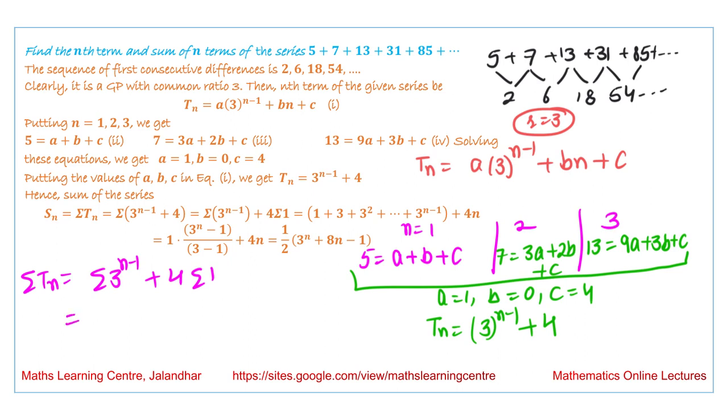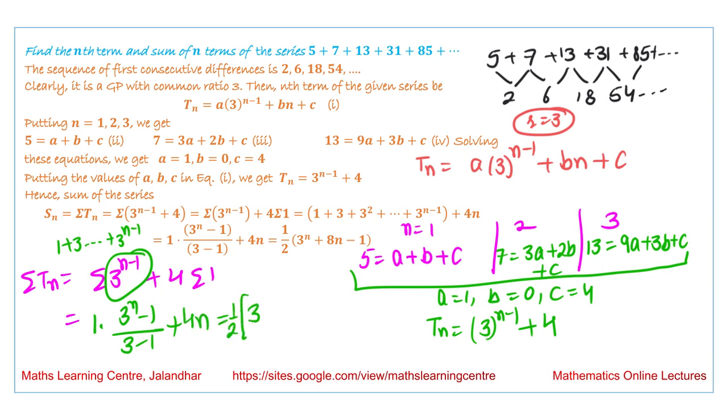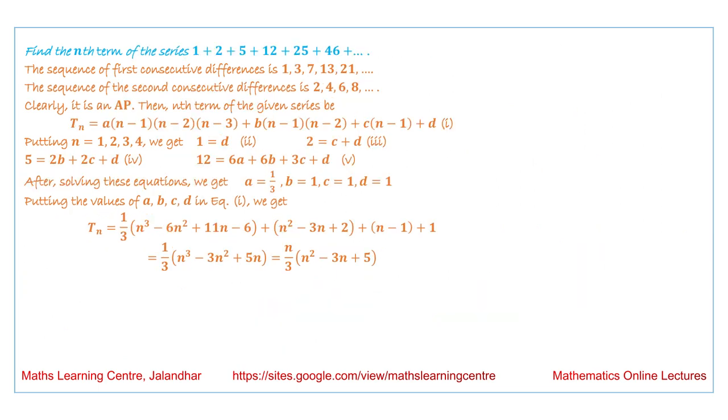This term we are saying sigma 3 raised to the power n minus 1, this is 1 plus 3 and so on up to plus 3 raised to the power n minus 1. It is a GP and its sum is 1 into 3 raised to the power n minus 1 over 3 minus 1, plus 4n. So the answer we obtain is equal to 1 by 2 into 3 raised to the power n plus 8n minus 1. So this is the sum of this series.